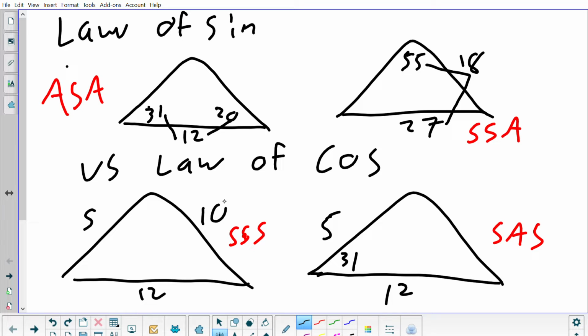So if they give us a side, side, side, we would have to use law of cosines. And then if they give us a side, angle, side, we would have to use law of cosines. So, two sides and an angle, but the angle is in between versus the angle is separate. So I would pause the video and write down these 4 examples in our notebook.